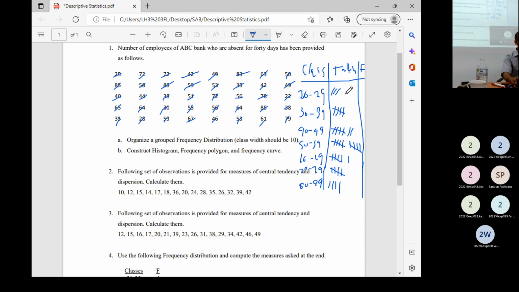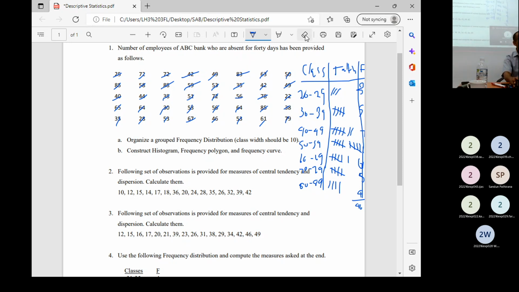Right, then write your frequency here. How much? 20 to 29, 3, here 5, here 7, here 10, right? 10, you are right. Here 6, here 4, here 5, here 4. It may be 40 observations here. 40. Right, this is your tally table.